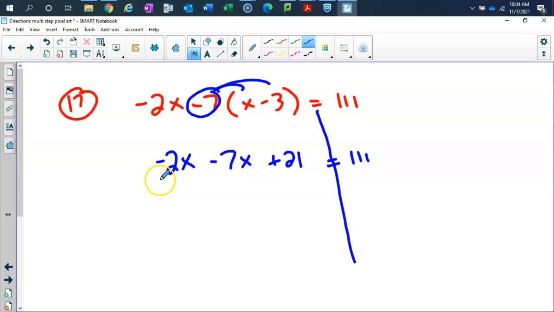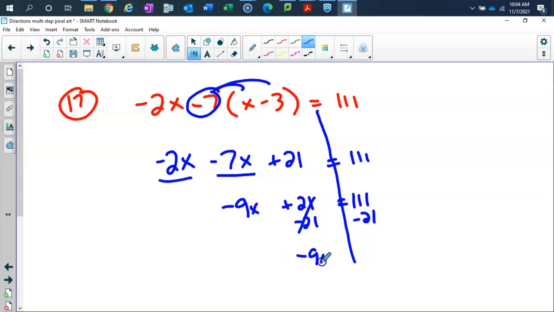On this left side, I'm still going to combine like terms. Negative 2x minus 7x is negative 9x. Bring down the plus 21 equals 111. Subtract 21 from both sides, and I end up with negative 9x equals 90. Divide both sides by negative 9, and we end up with x is negative 10. So this is 17. We got negative 10.